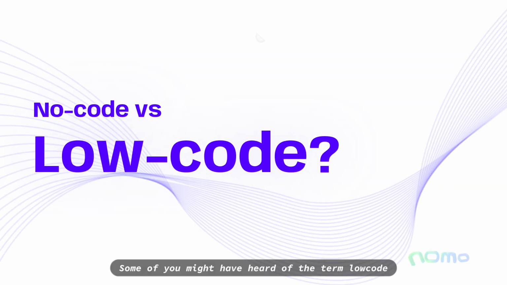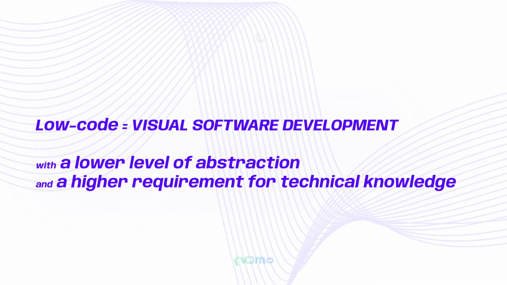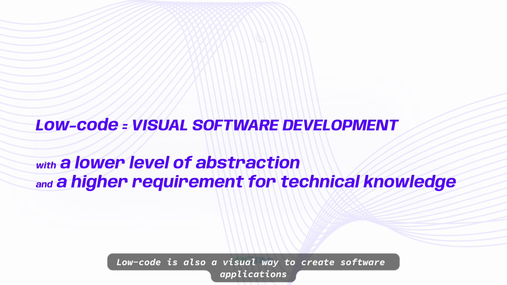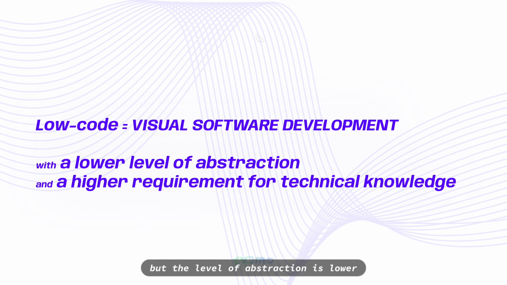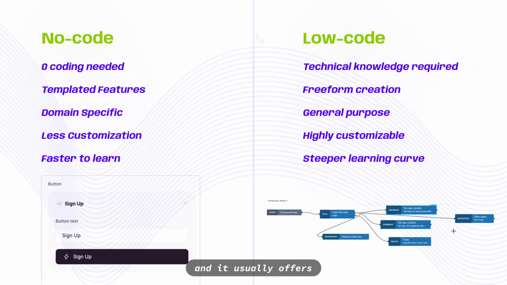Now, some of you might have heard of the term low-code and wonder what the difference is between no-code and low-code. Well, low-code is also a visual way to create software applications, but the level of abstraction is lower in comparison to no-code. It usually offers more freedom to create, and they are general purpose in terms of use cases instead of no-code being very domain specific. Low-code is more customizable, but comes at a cost of a steeper learning curve.